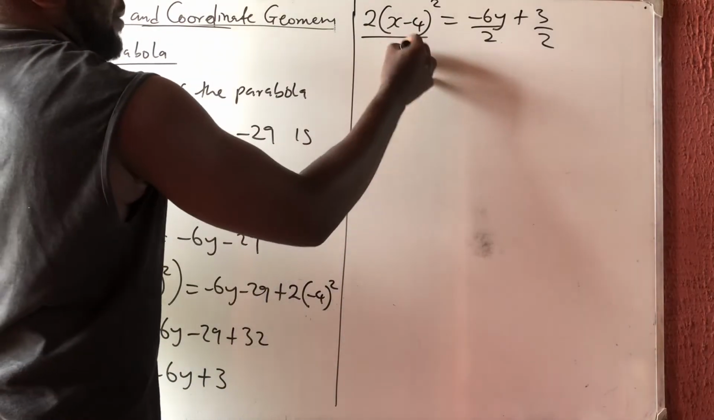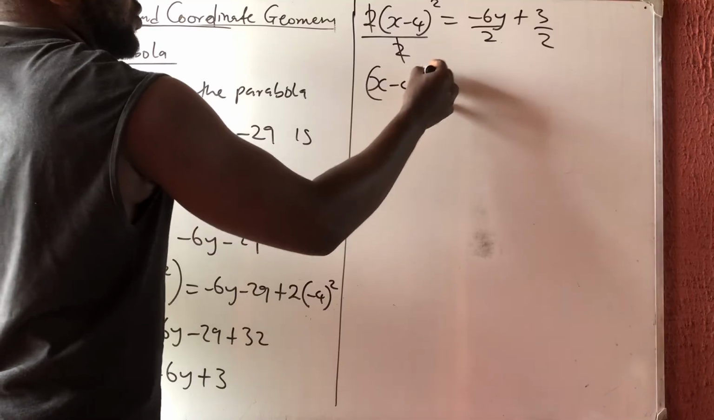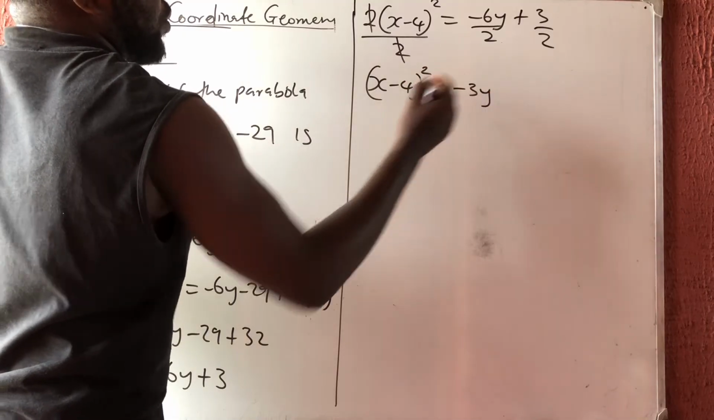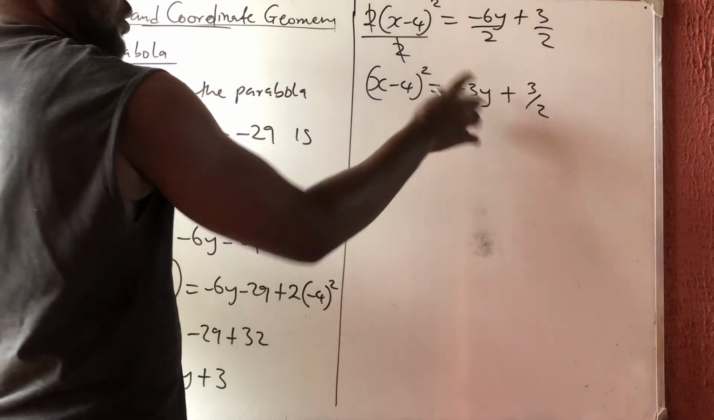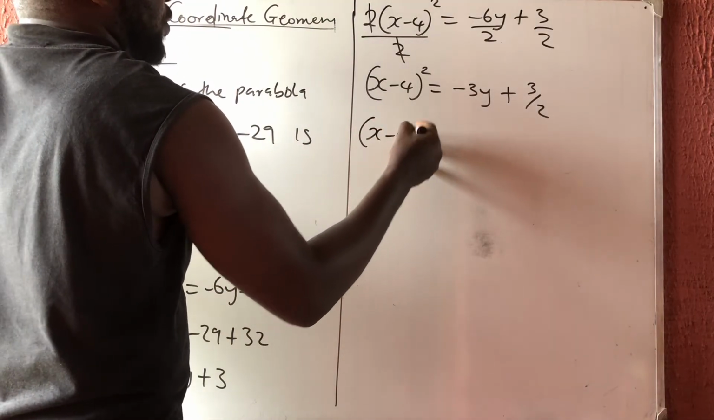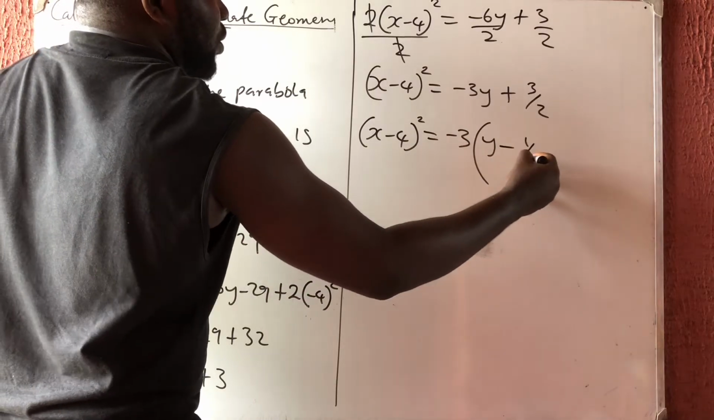So I'm having divided by 2. This takes care of this. I have x minus 4 all squared is equal to minus 3y plus 3 over 2. So factor out your 3. So you have x minus 4 all squared is equal to minus 3 into y minus 1 over 2.